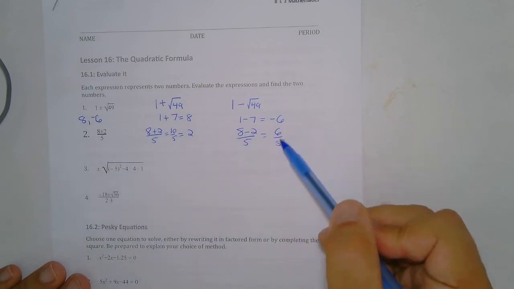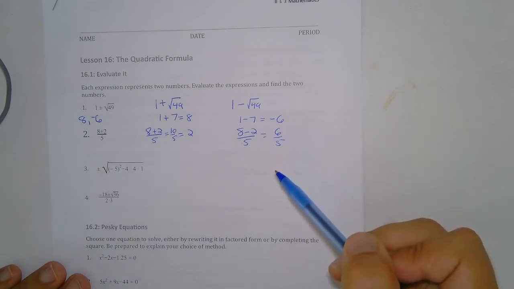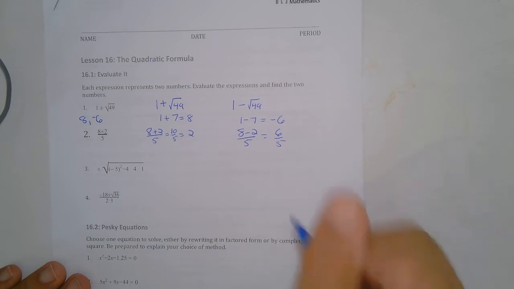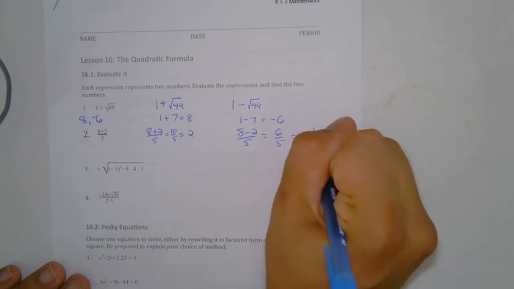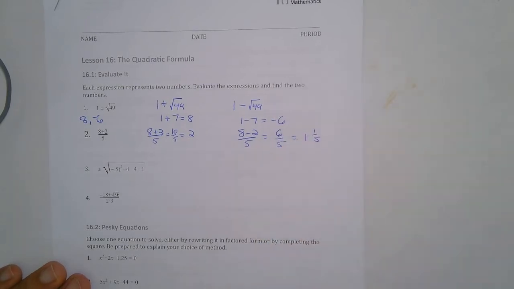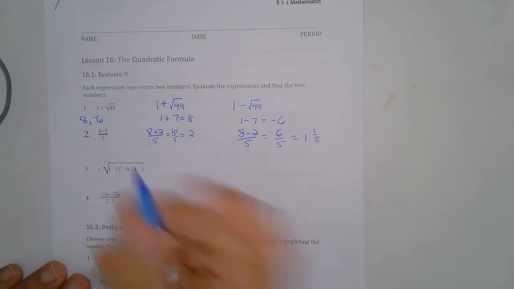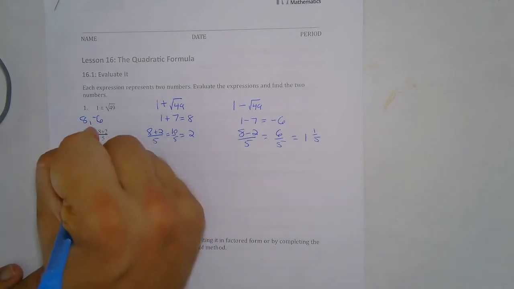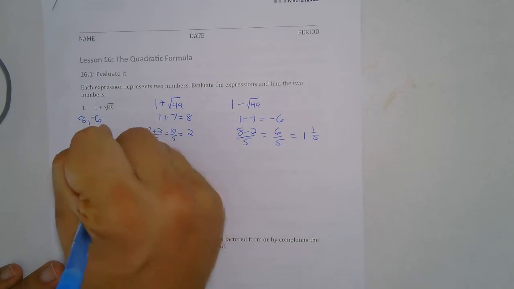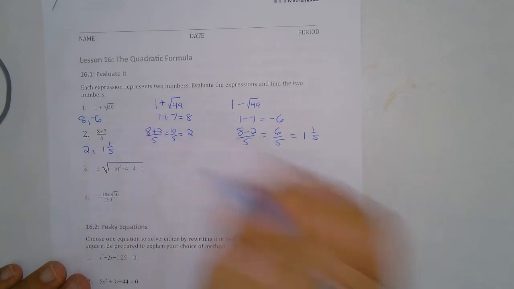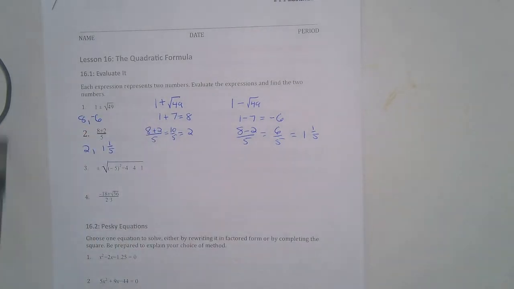And you can reduce 6 over 5 to 1 1/5 if you want. So here, our two answers are 2 and 1 1/5. Or you could even write that as a decimal if you want.